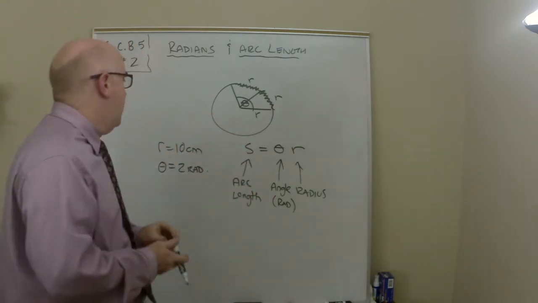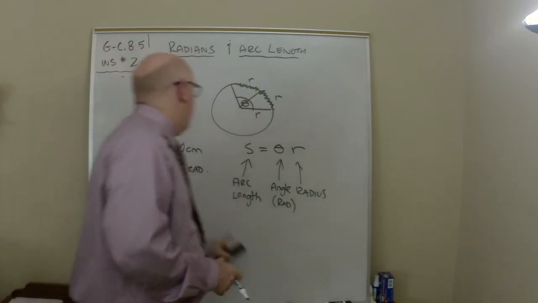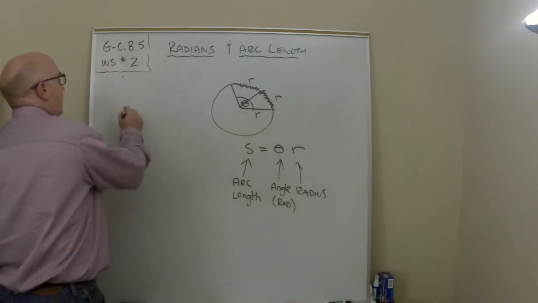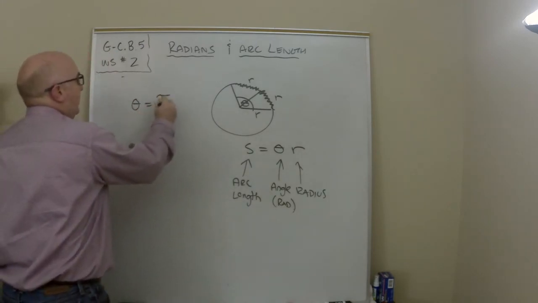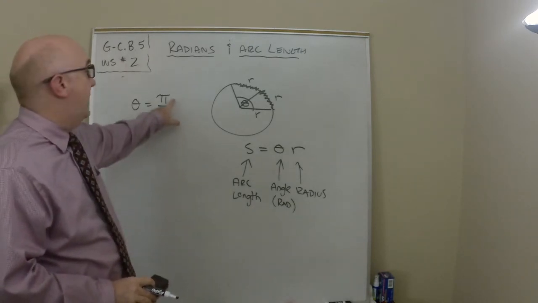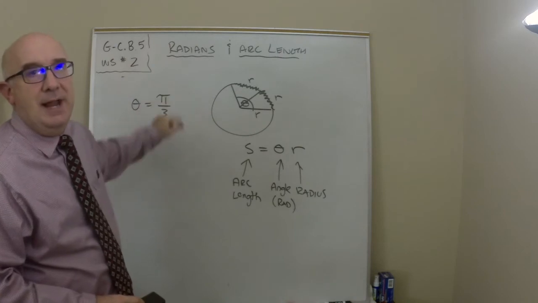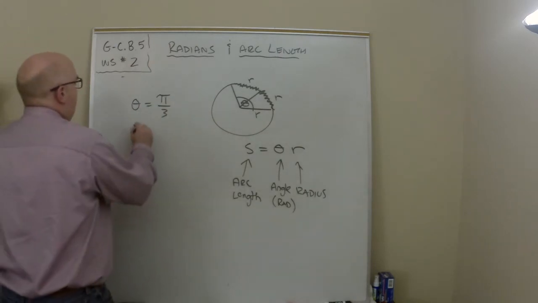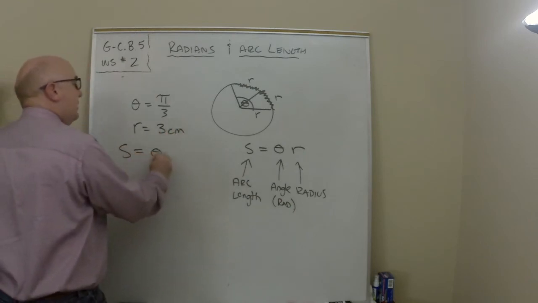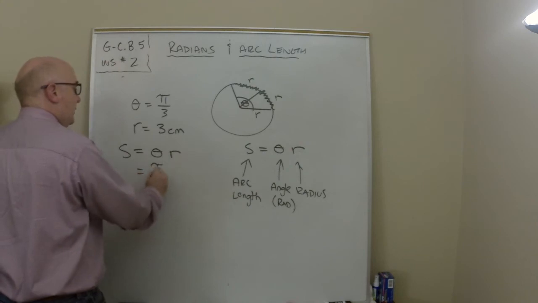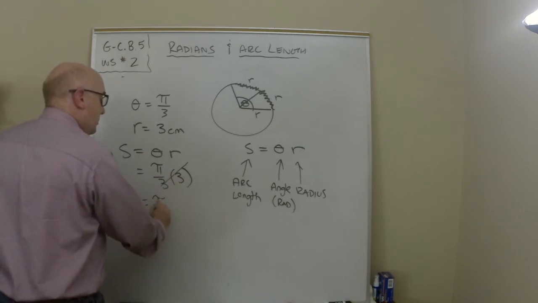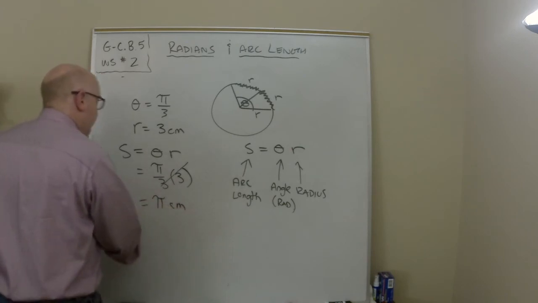It's that simple. Now, I will say that not all radii are like this, but let's say the angle is pi over 3. Now, if you don't know this off by heart yet, pi over 3 is like 180 divided by 3. This is like a 60-degree angle. And if the radius was, I don't know, 3 centimeters, the arc length would just simply be pi over 3 times 3, and the arc length would be pi centimeters long.